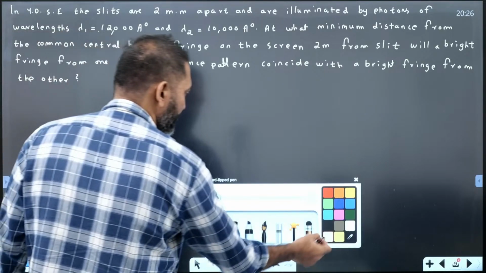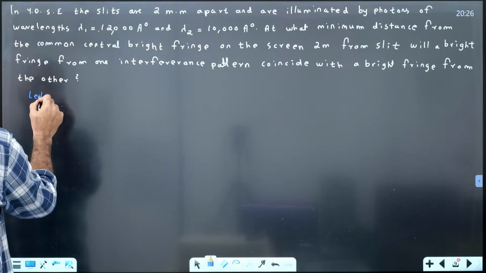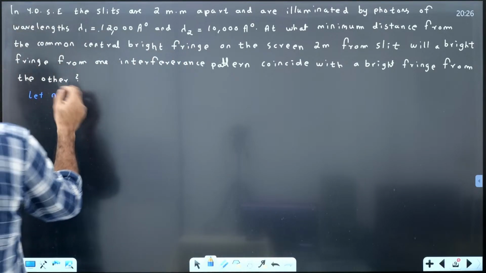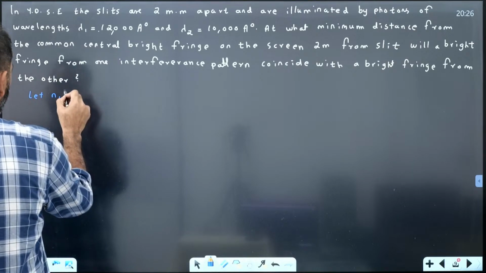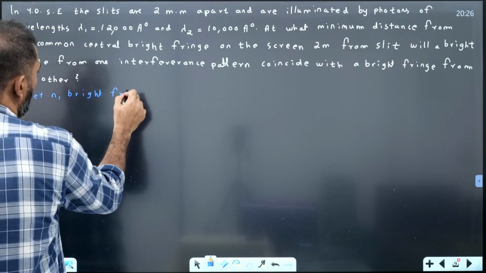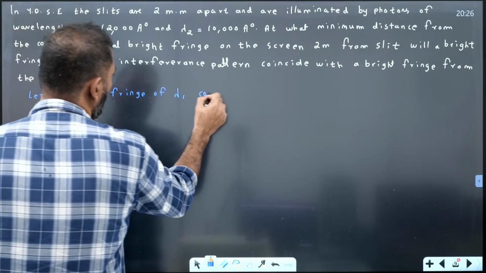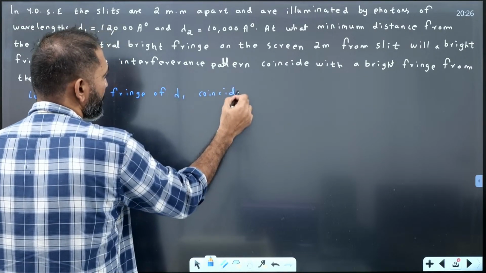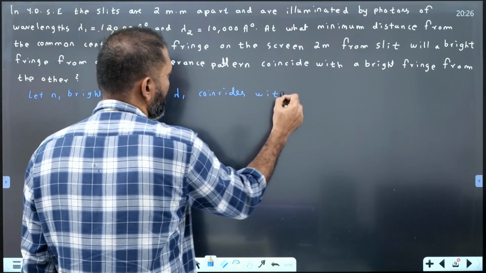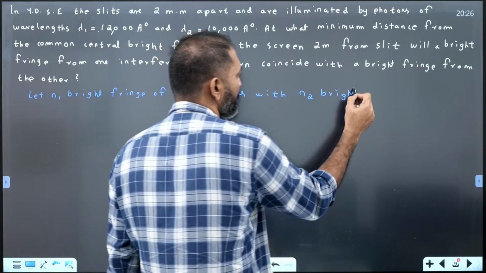What are the data we have? Let n1 bright fringe of lambda 1 coincides with n2 bright fringe of lambda 2.